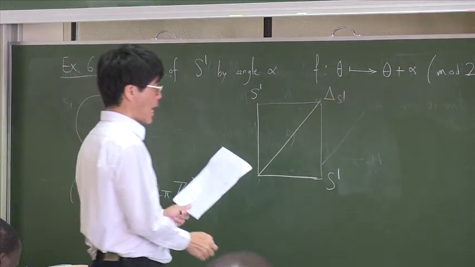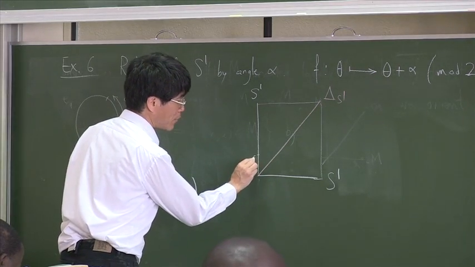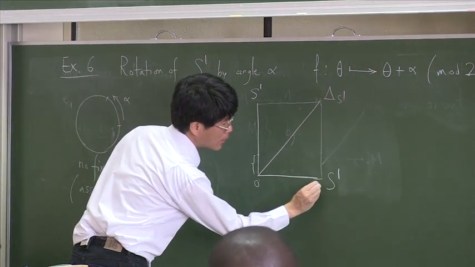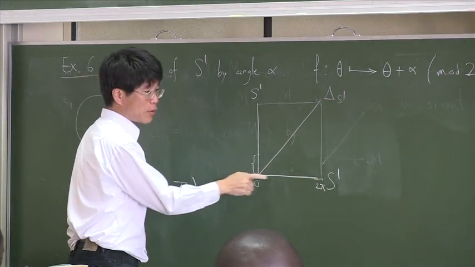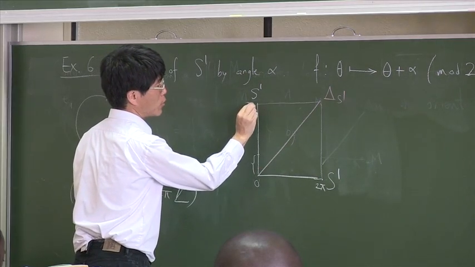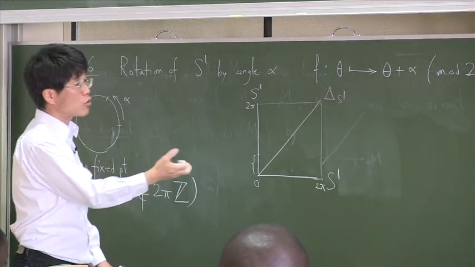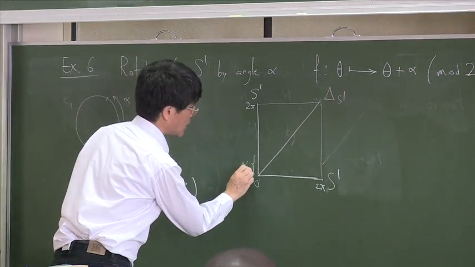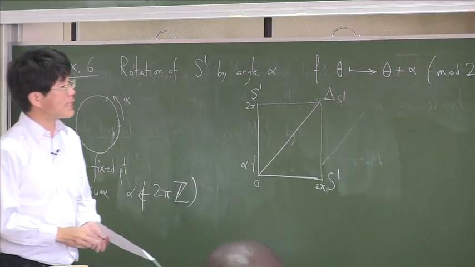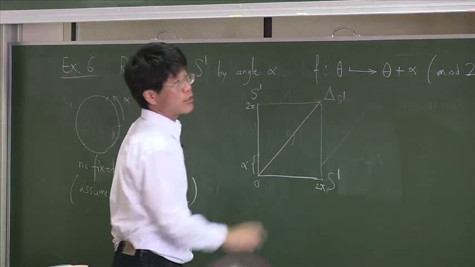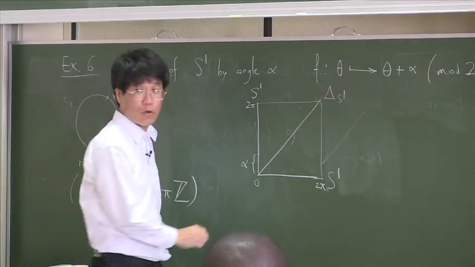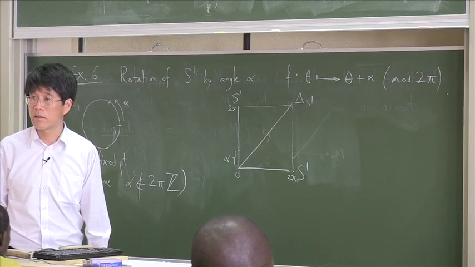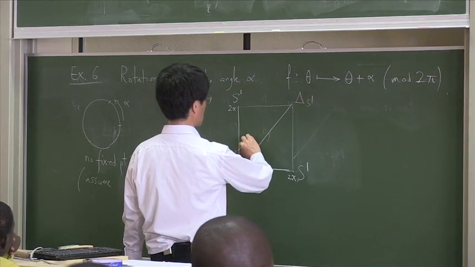Is that okay? And then, let's say that this entire length is 2 pi, between 0 and 2 pi. So in fact, this point is equal to this point, and this point is equal to this point. So we live not on this square, but rather on a torus, in reality. Here's alpha. So what is the graph of theta goes to theta plus alpha? That's easy. I hope it is easy. Do you know how to draw the graph of y equals x plus 1? I hope you can. It is equal to this.